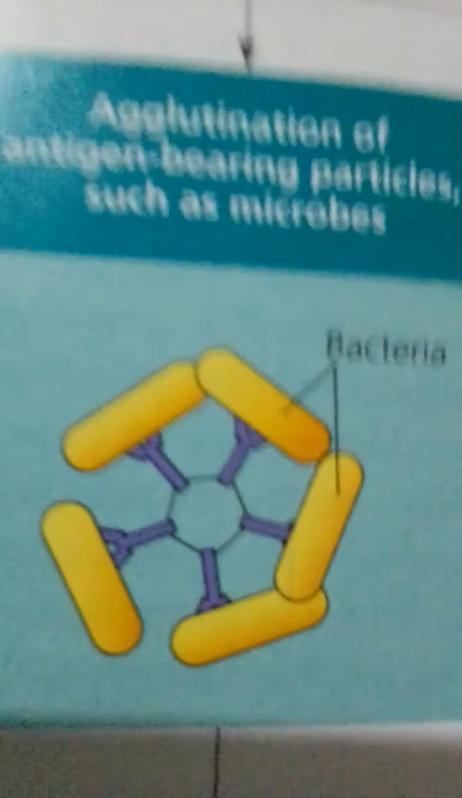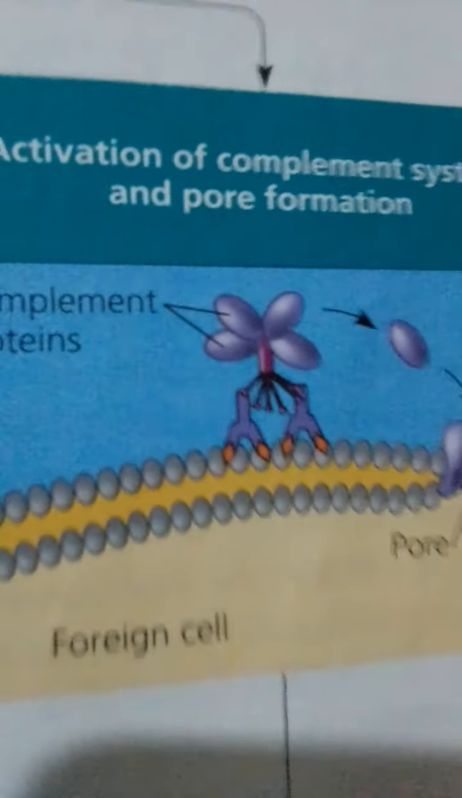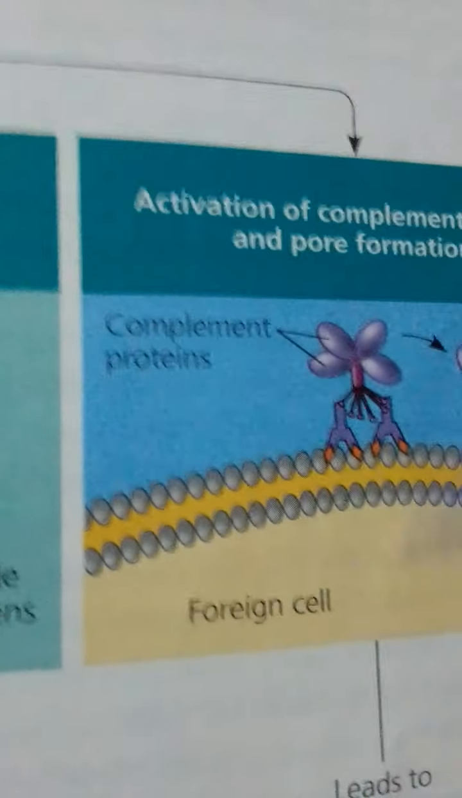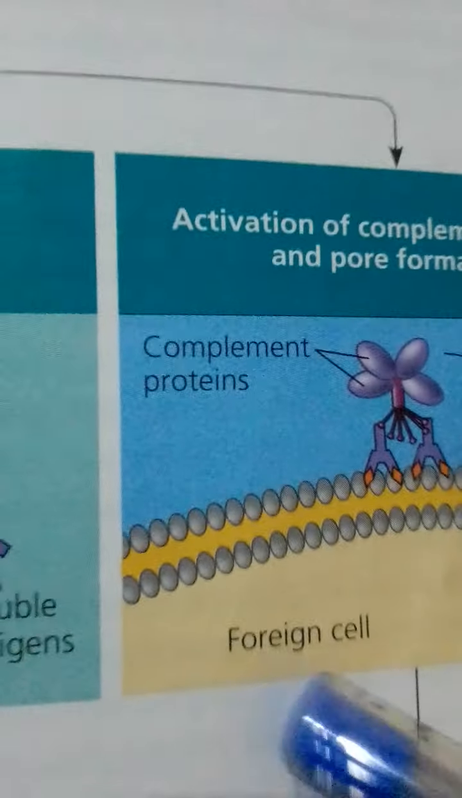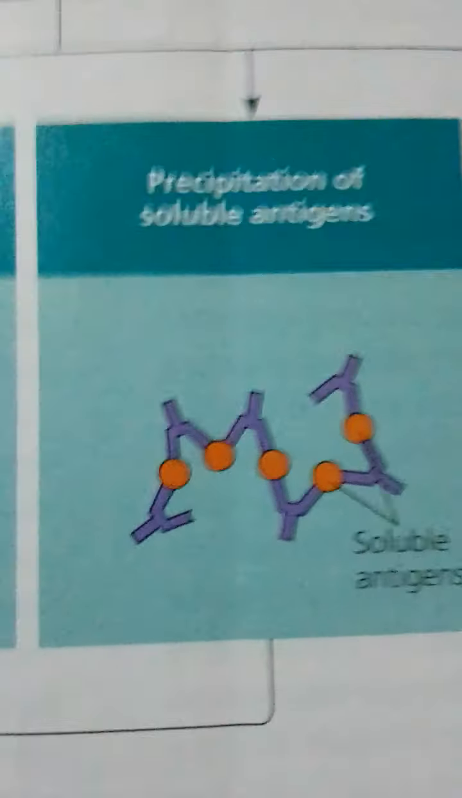Binding of antibodies to antigen inactivates antigens, enhances phagocytosis, and leads to cell lysis. In the similar process of precipitation, antibodies cross-link soluble antigen molecules dissolved in body fluid, forming immobile aggregates that are disposed of by phagocytes.